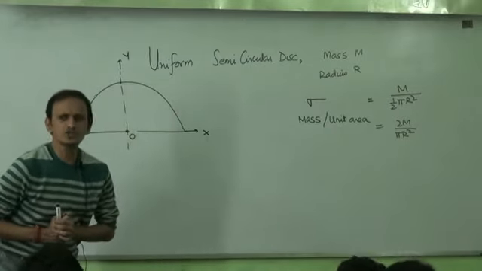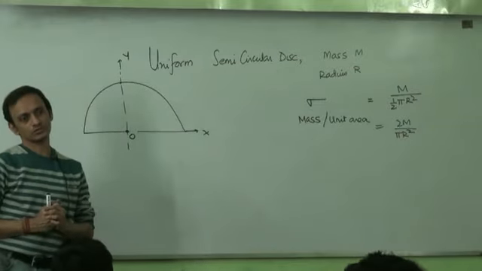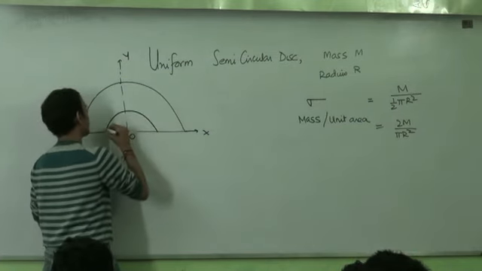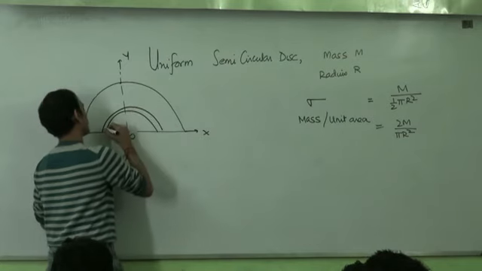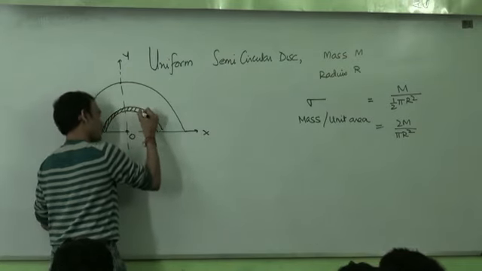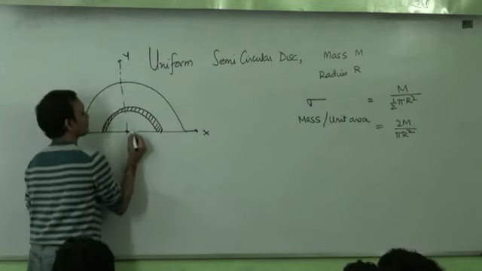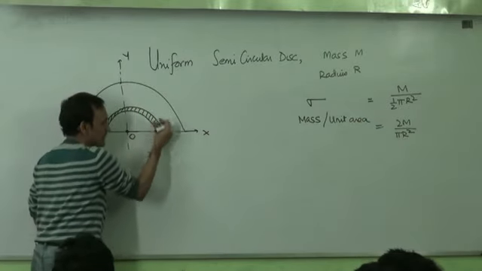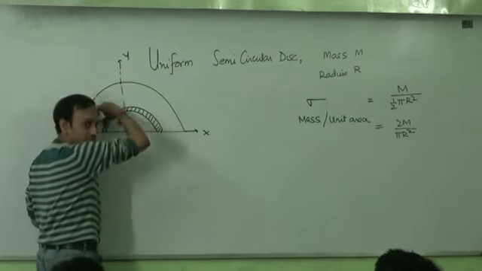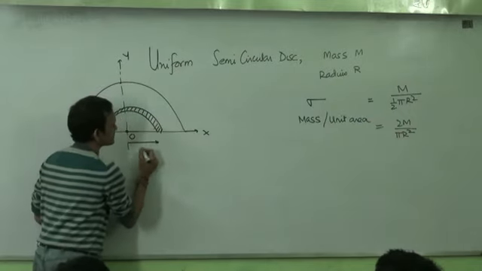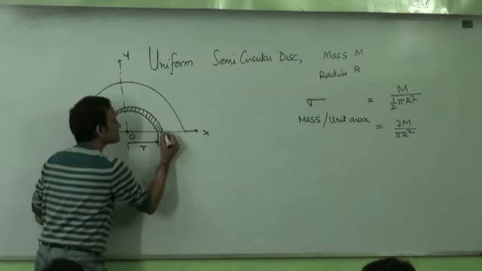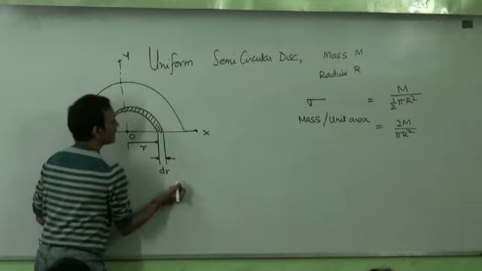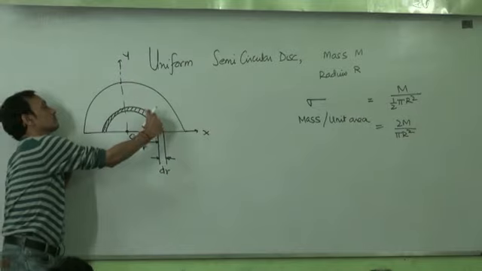Could I not imagine this disk to be composed of several rings placed end to end? This is a certain ring. The shaded area is a certain ring on the disk of radius, let's say, small r, and of thickness dr. This is a ring.